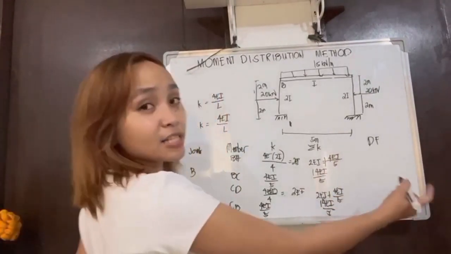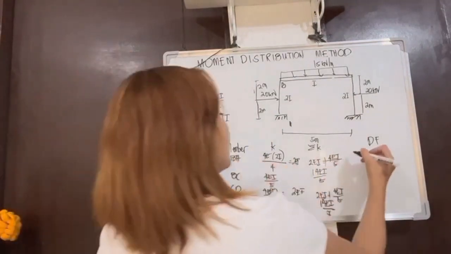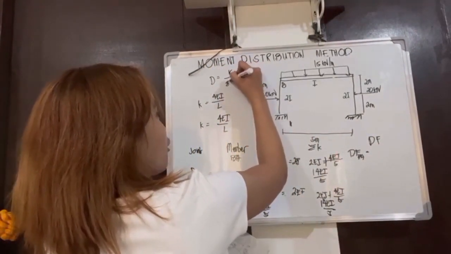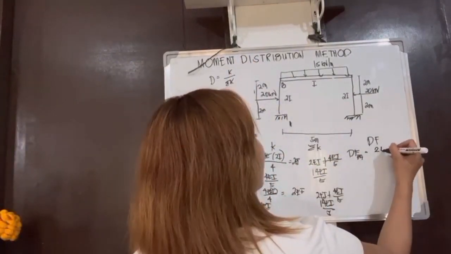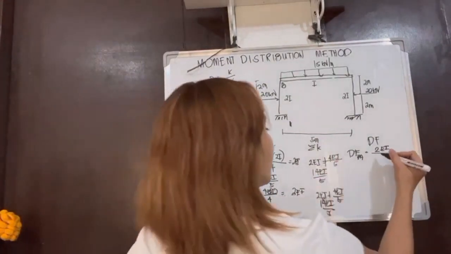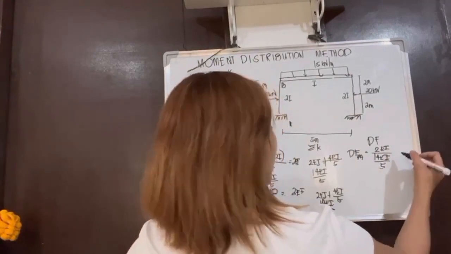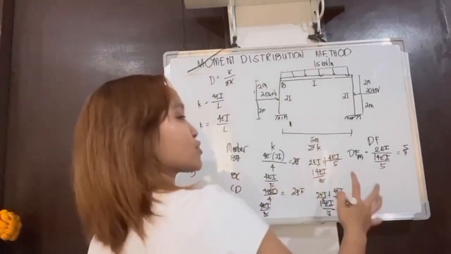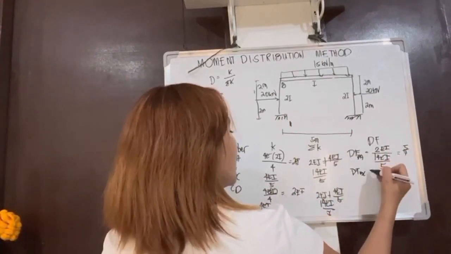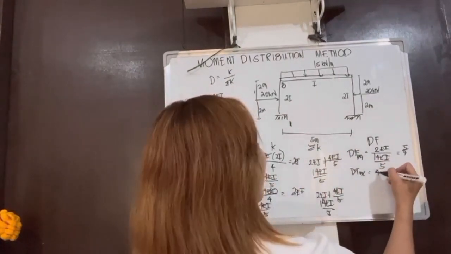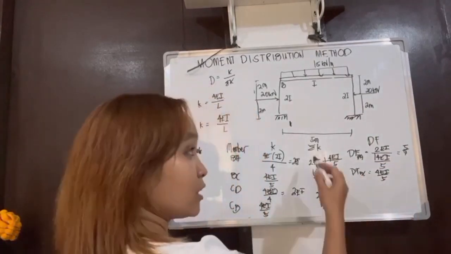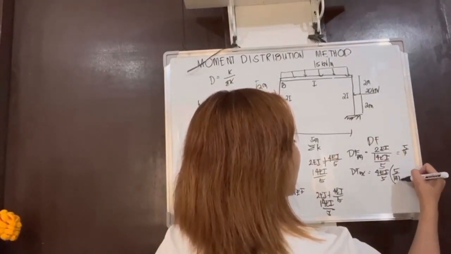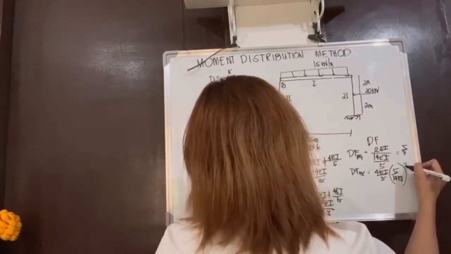To get the distribution factor of BA, we use the formula K over summation of K. Our K for BA is 2EI over the summation, which is 14EI over 5. So we came up with 5 over 7. Next, for the distribution factor of BC, same way, our K is 4EI over 5, and our summation of K we just reciprocate, 5 over 14EI, so we came up with 2 over 7.